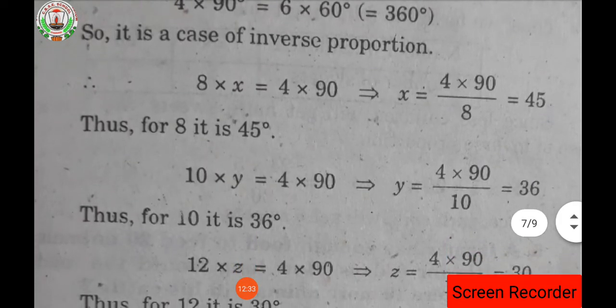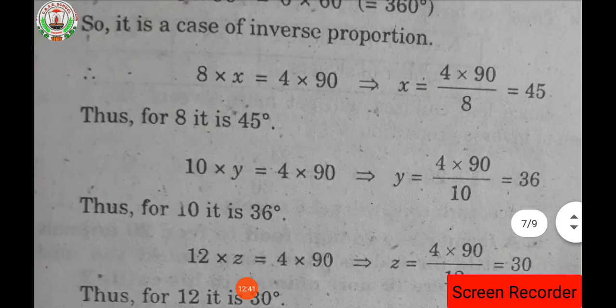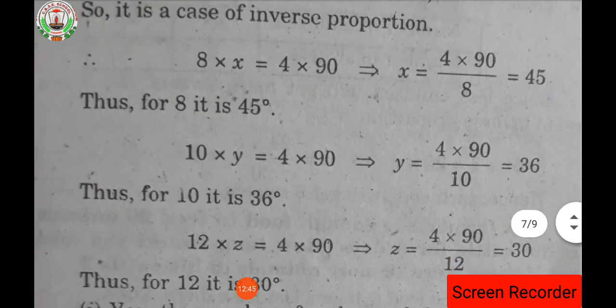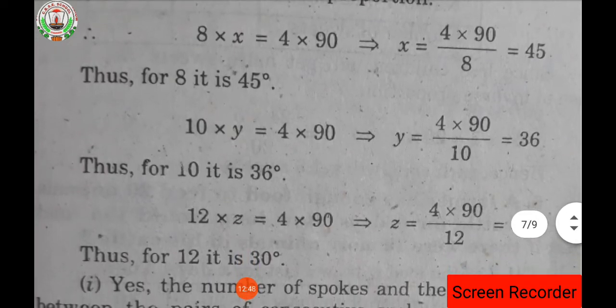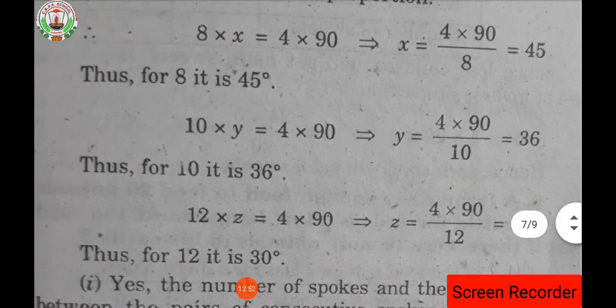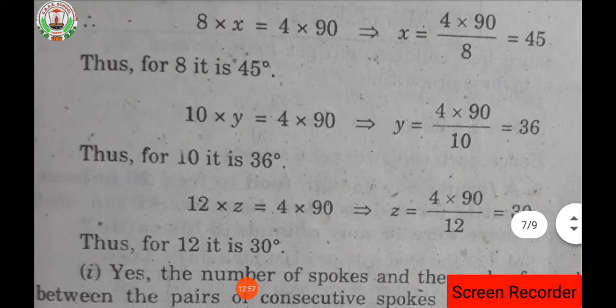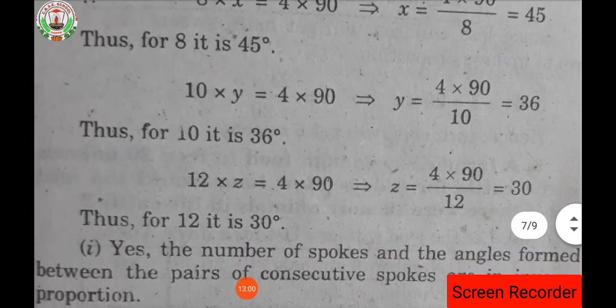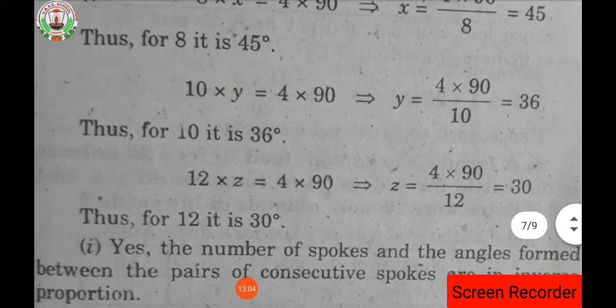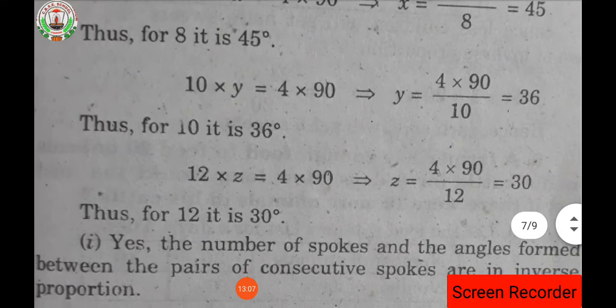Similarly, if the number of spokes is 10, then how much will the degree be? So 10 into y is equal to 4 into 90. So that will be how much? y is equal to 36 degrees. If the number of spokes is 10, then the angle between the consecutive spokes will be 36. Clear? Similarly, 12 into z is equal to 4 into 90. So the z value will be how much? That will be 30. Thus, if the number of spokes is 12, the degree between two consecutive spokes will be 30 degrees.